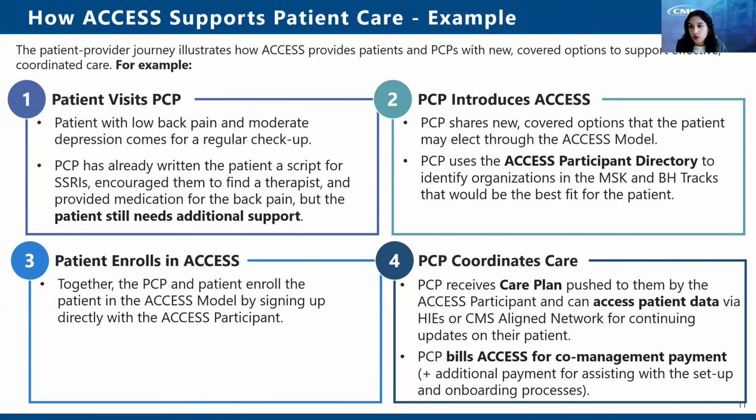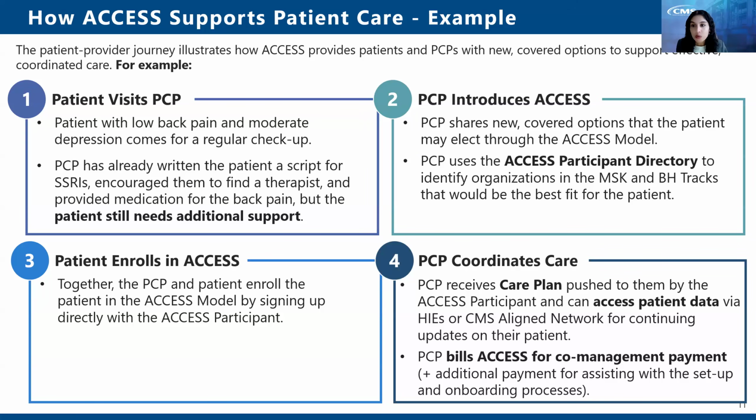This slide shows how Access supports patient care by offering providers new covered options through Access participants helping patients in their care journey. As an example, we'll use a patient profile, totally hypothetical, involving an original Medicare beneficiary with low back pain and moderate depression who presents to their PCP for a routine checkup. The PCP has already prescribed the patient a selective serotonin reuptake inhibitor, or SSRI, which is a type of antidepressant medication, as well as a medication for back pain. The PCP has also encouraged the patient to find a therapist, but the patient still needs additional support.